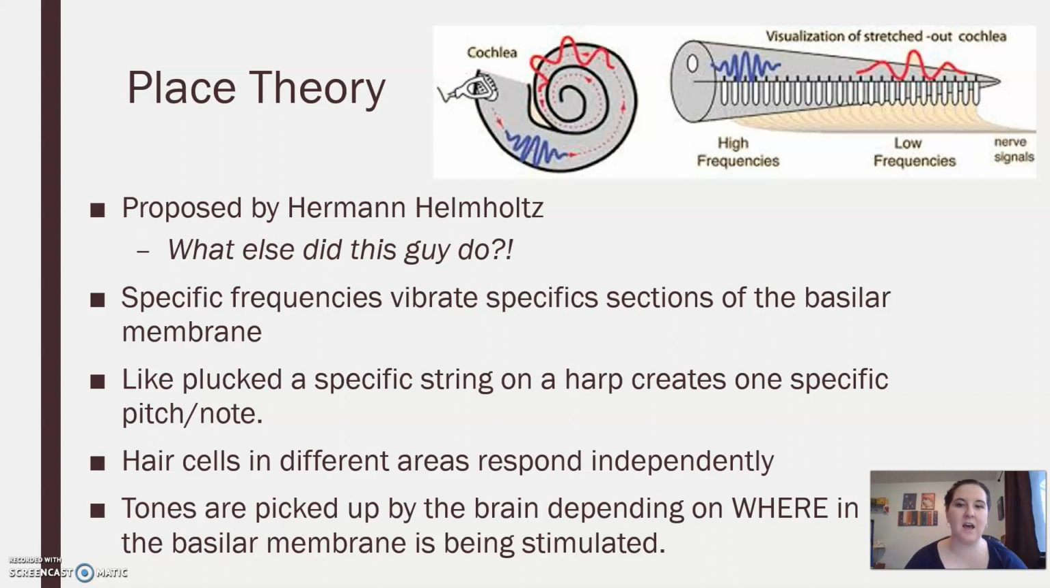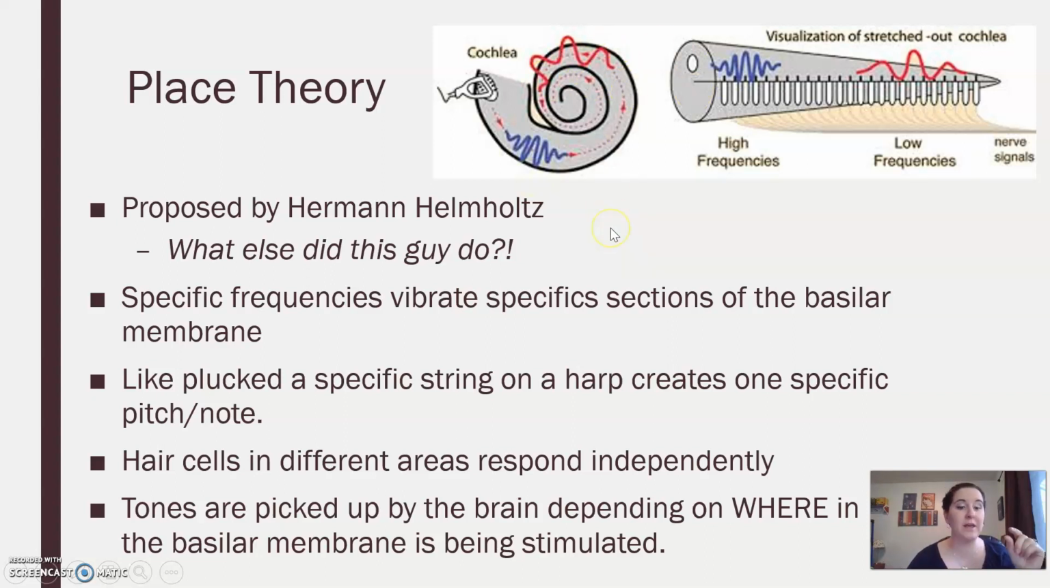And it says that specific frequencies or specific pitches are going to pick up on different parts of the basilar membrane. So I think this drawing up top does a really good job. If we look at the inside of our cochlea here, the swirly one, this long one, it's just like if the cochlea, instead of being rolled up, we stretched it out. And so if I hear really high pitch notes, frequencies, really high, it's going to be down on this end. And then if I hear really low notes, it's going to be way up here.